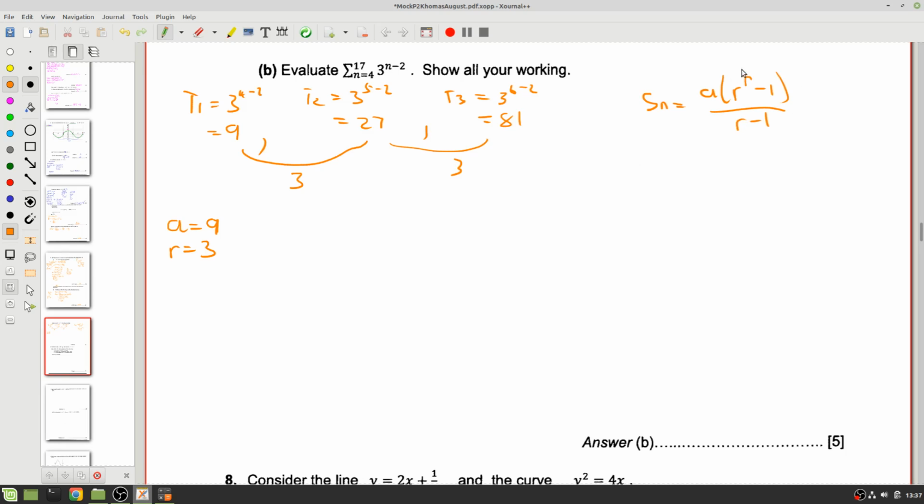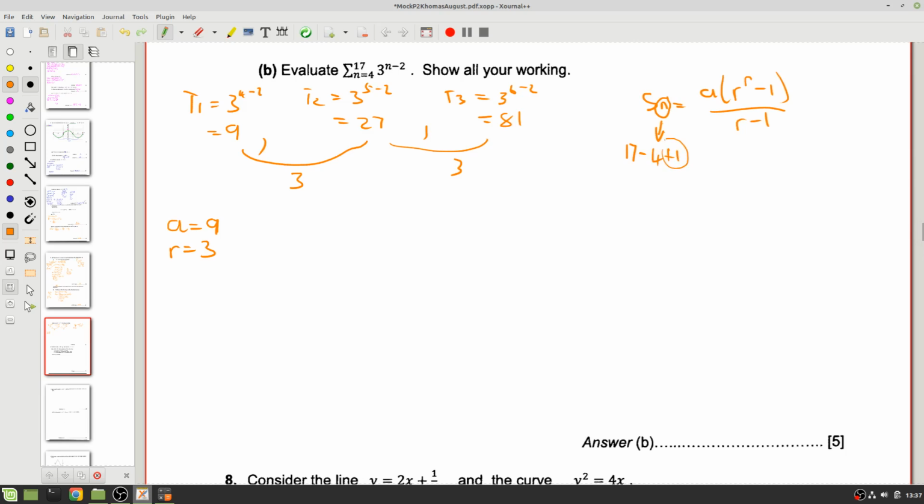Okay, so here is our equation, and now this n is the number of terms that we're adding. How will we know what that is? It won't be just 17, it will be the difference. To find out how many terms, if you're starting at 4 and ending at 17, it's the top value minus the bottom value plus 1, so 17 minus 4 plus 1.